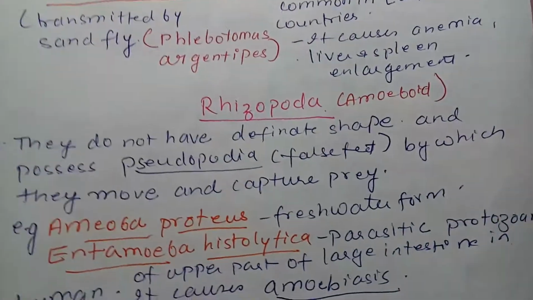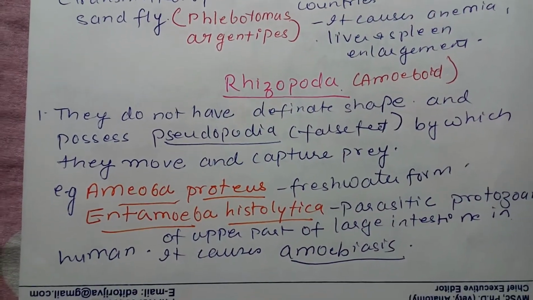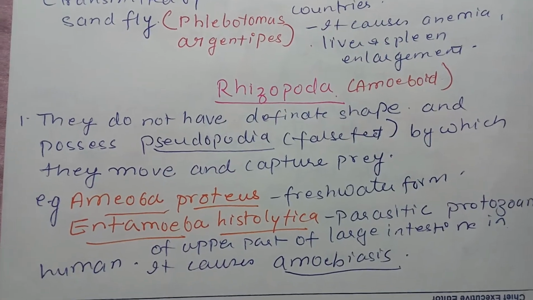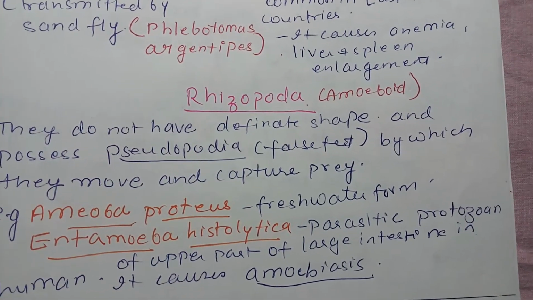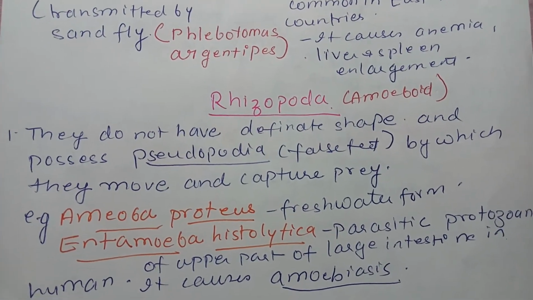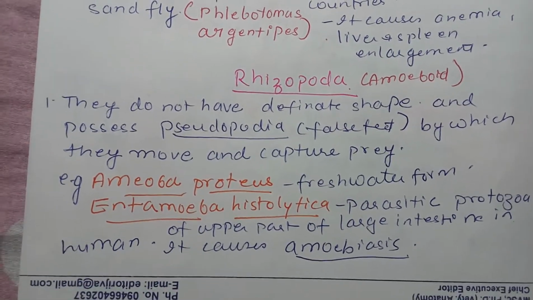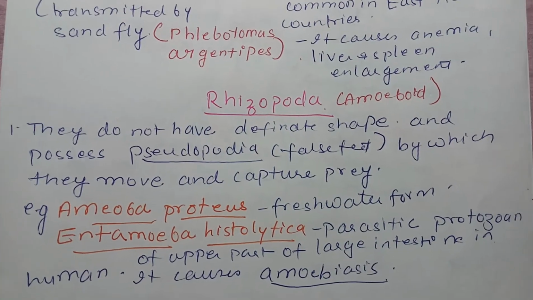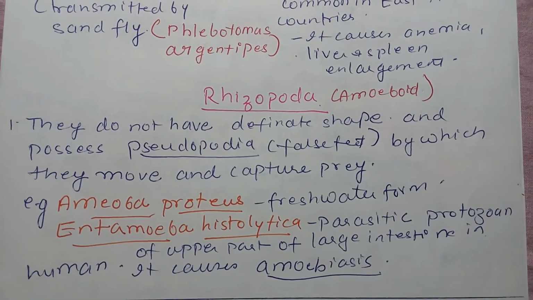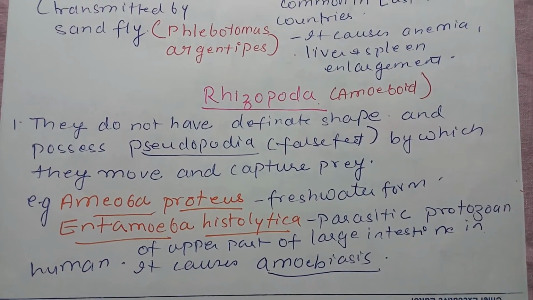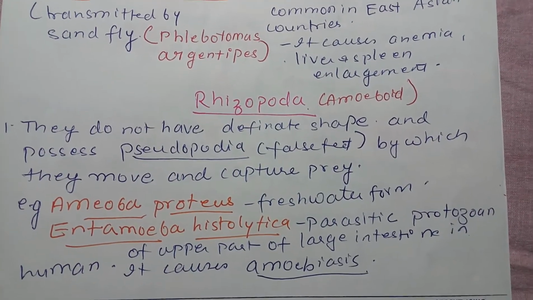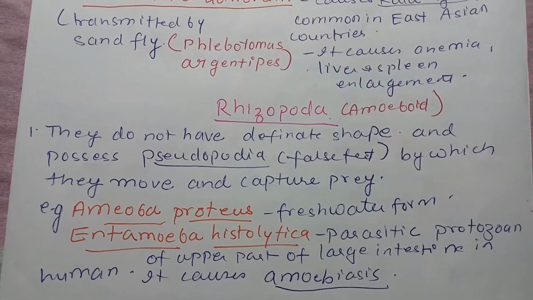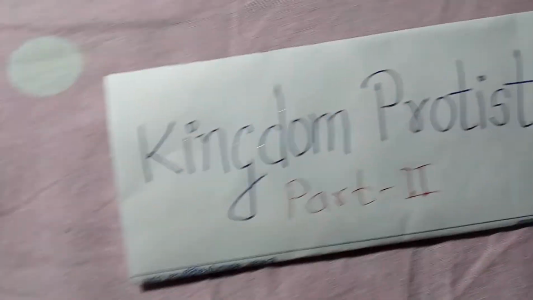The next class is Rhizopoda, which is also called amoeboid. They do not have a definite shape and possess pseudopodia, which are called false feet, by which they move and capture the prey. The examples are Amoeba proteus, which is a freshwater form, Entamoeba histolytica, which is a parasitic protozoan of the upper part of the large intestine in humans, and it causes amoebiasis.